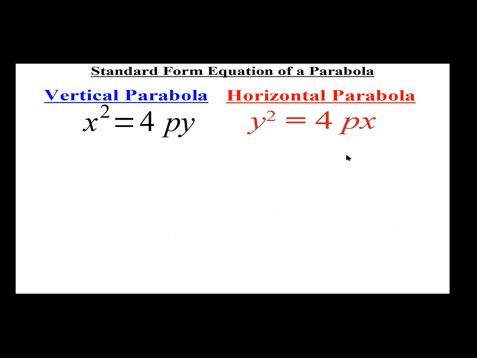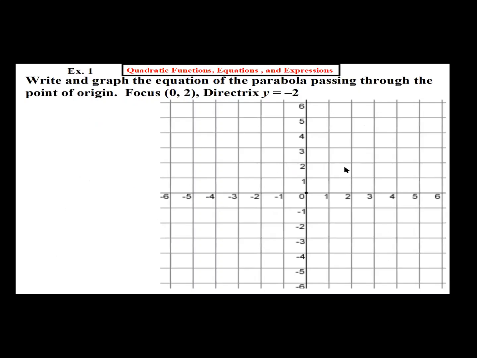All right, example 1, copy this. It says, write and graph the equation of the parabola passing through the point of origin and with the focus of 0, 2, and directrix y equals -2. And repeat that again, write and graph the equation of the parabola passing through the point of origin with a focus of 0, 2, and directrix y equals -2. I'll give you some time so you can get that ready. Copy and go.